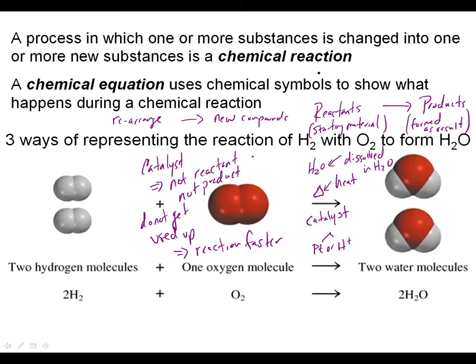So if we look down here at our equation, 2H2 plus O2 makes 2H2O. This is what is referred to as a balanced equation. And when we have a balanced equation, essentially what that means is we always want to make sure we have the same number of elements on each side of the arrow.